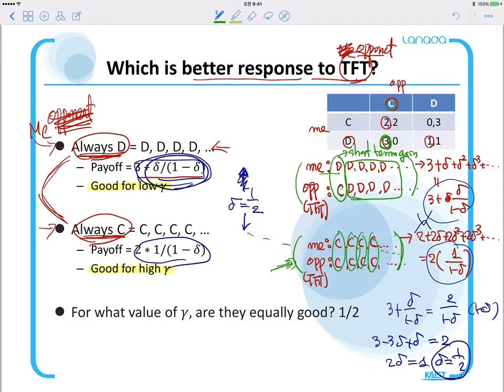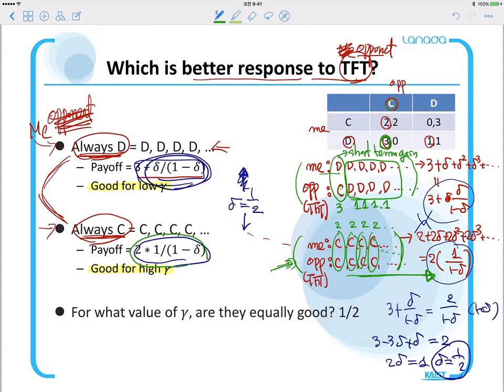Right? This is what? 2, 2, 2, 2, 2. This is 1, 1, 1, 1, 1. But this is 3. So in order to get a higher value of the payoff in this case, this future payoff should be larger, which means that the game should last long and long and long.